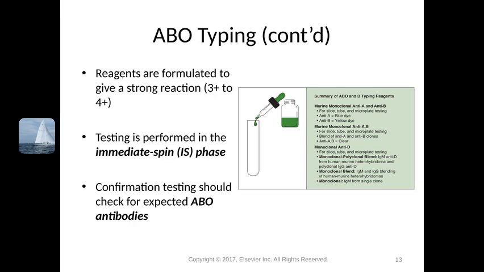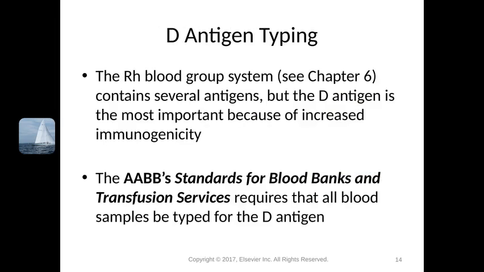Our D antigen typing is us looking for our Rh blood group system, but the D antigen is very immunogenic, so we can have really big reactions to that. So on this one, we'll actually use a commercial anti-D, and this will be combined with the patient and donor cells, so agglutination will indicate that the presence is there.